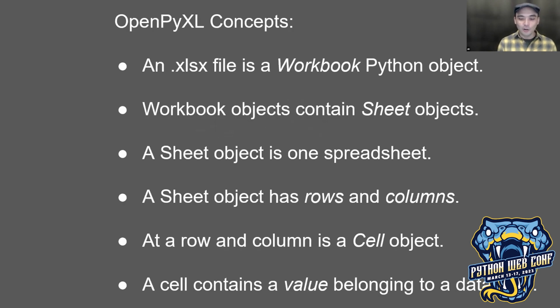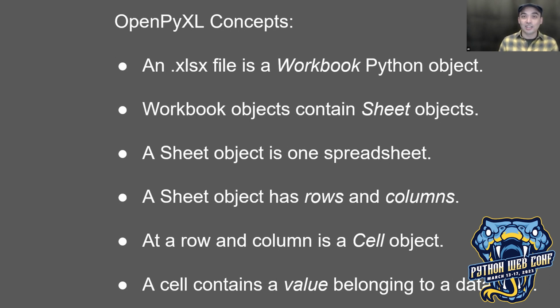Okay, OpenPyXL concepts. Here are some general concepts that you're going to have when you're working with OpenPyXL. Those spreadsheet files are represented as workbook objects in Python. And those workbooks are going to contain sheet objects. If you've ever opened up Excel and noticed the little tabs at the bottom, they'll usually give you several different spreadsheets that you can tab through. They'll be called Sheet1, Sheet2, Sheet3, but you can rename them.